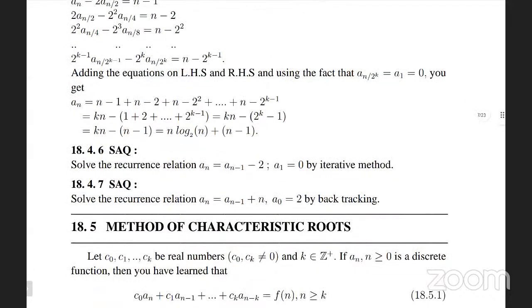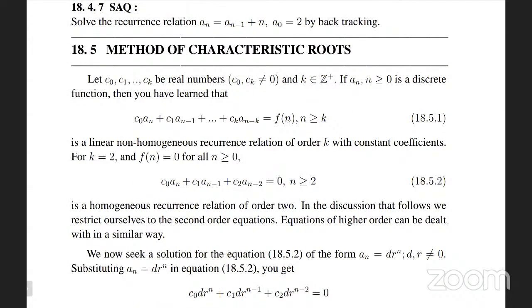Right. Next, method of characteristic roots. C0 a n plus C1 a n minus 1 plus so on plus Ck a n minus k equals f of n, n greater than or equal to k. This method we can apply for a non-homogeneous recurrence relation with k constant coefficients.